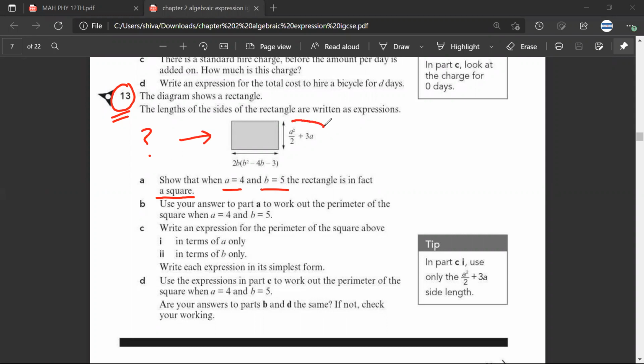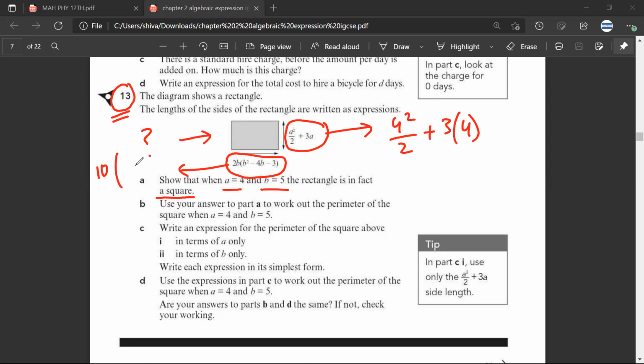So it will be 4 raised to power 2 upon 2 plus 3 into 4. So you will just put the value of A is equal to 4 here, and then you will put the value of B is equal to 5 here. Yes, sir. So Satya, is it correct? Yes, sir.